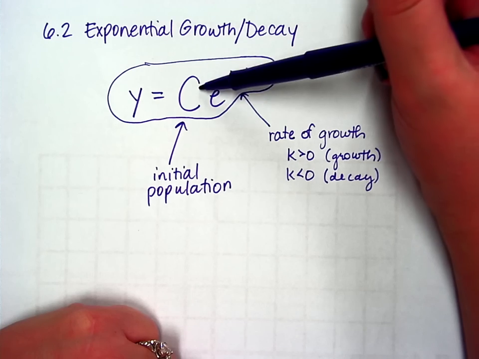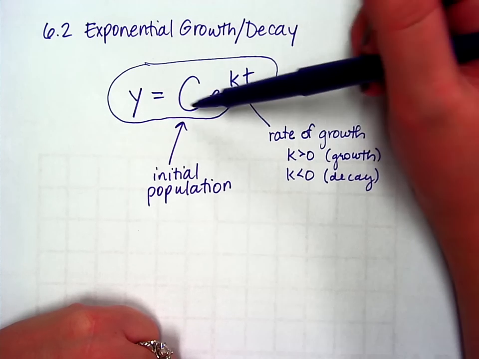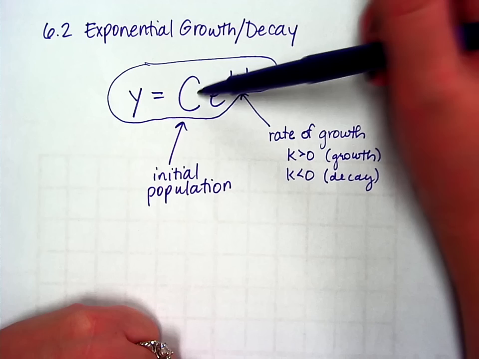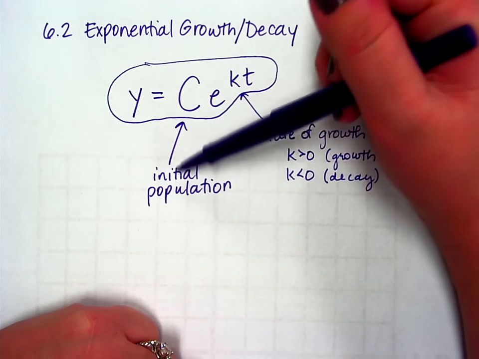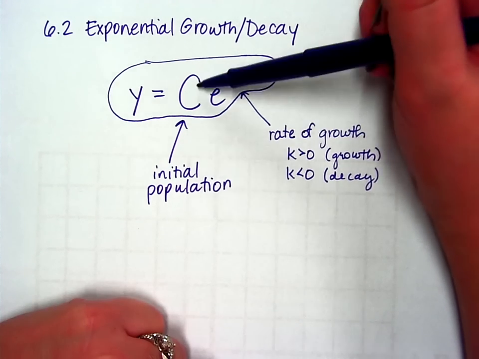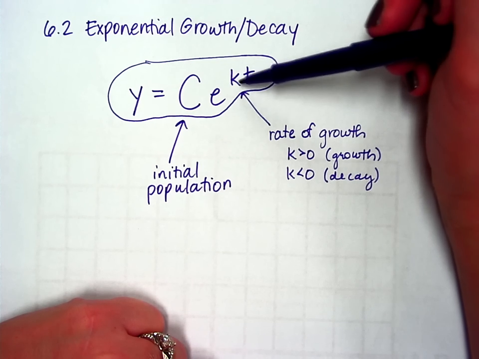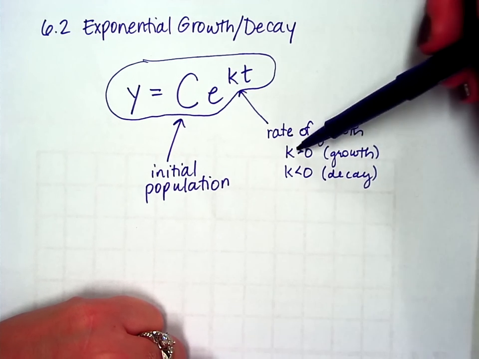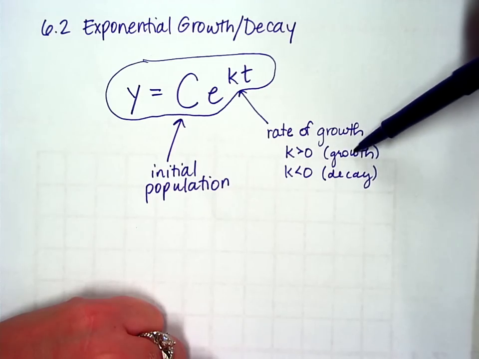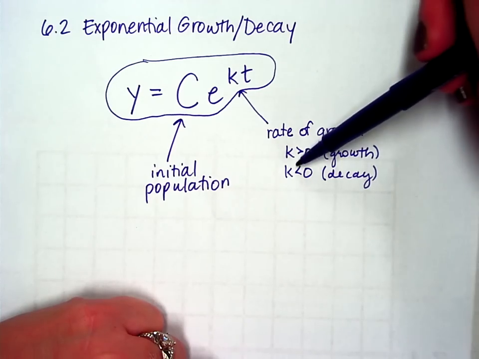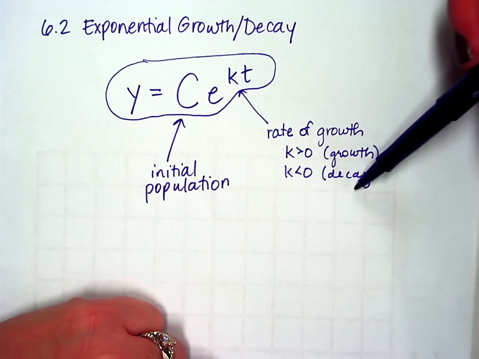And the big C here in the standard function, y equals ce to the kt, is the initial population. So that's at time 0, how much do you have? The k represents how fast what you have is growing. Okay, and so it's positive when the amount of something that you're measuring is growing. K happens to be negative when the amount that you have is decreasing.